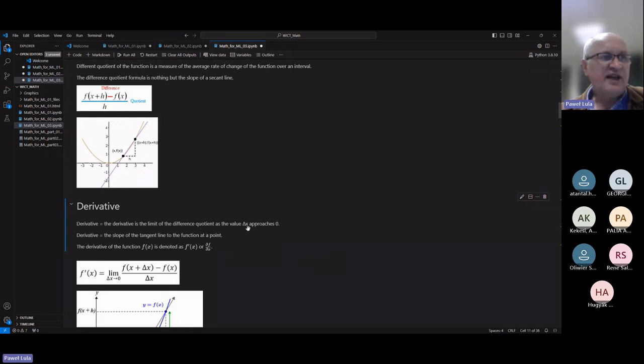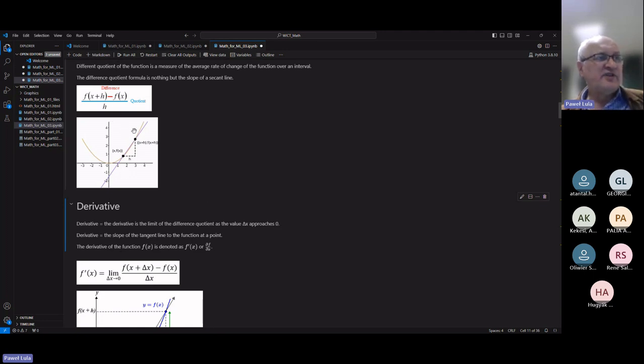This delta x, which we have here, is represented by the letter h here. Sorry for it. So the derivative of a function is the limit of a difference quotient as the value delta x, or value h, approaches zero. Approaches zero means it is very, very small.